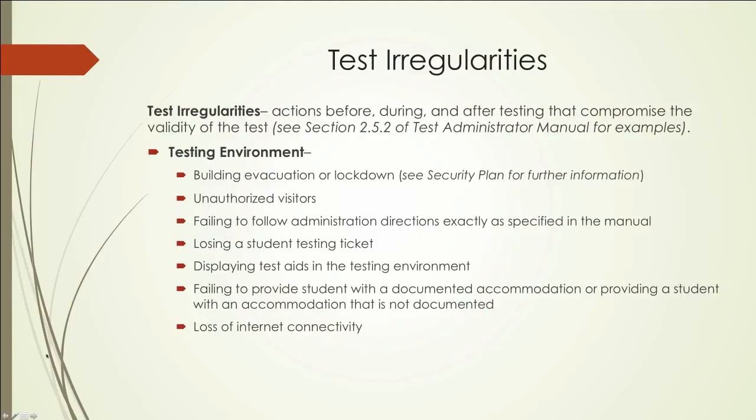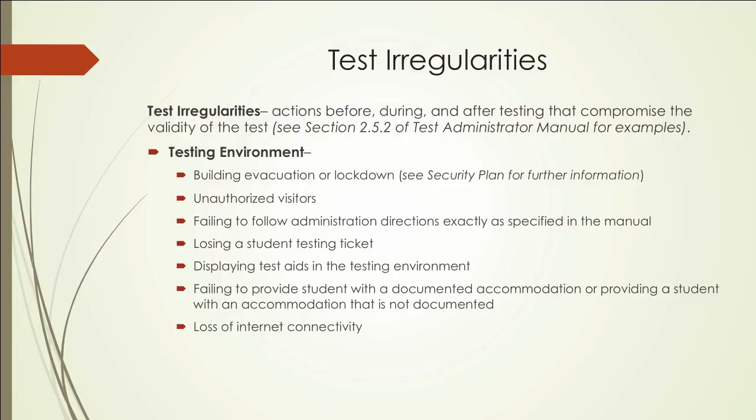Test irregularities. Test irregularities are actions before, during, and after testing that compromise the validity of the test. In the testing environment, an irregularity would be a building evacuation or a lockdown. Please see your security plan for further information. The security plan will be provided to you at your in-person training.